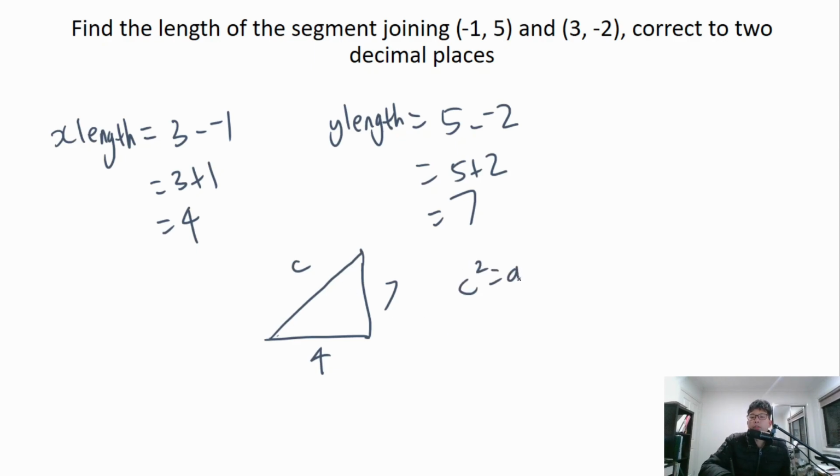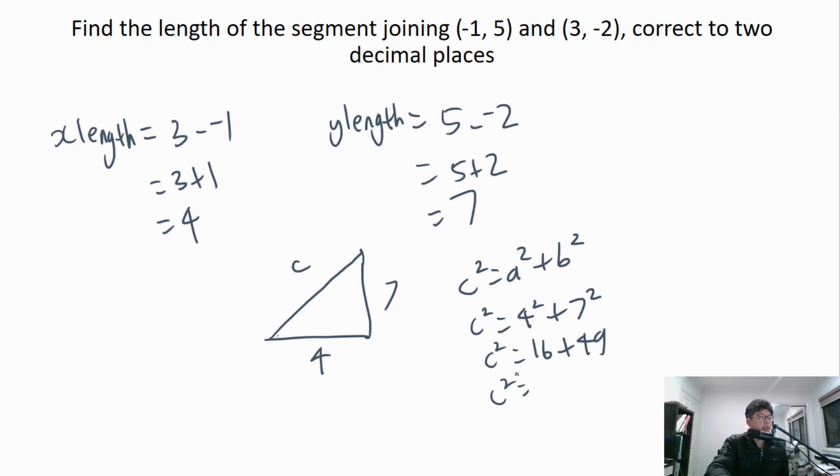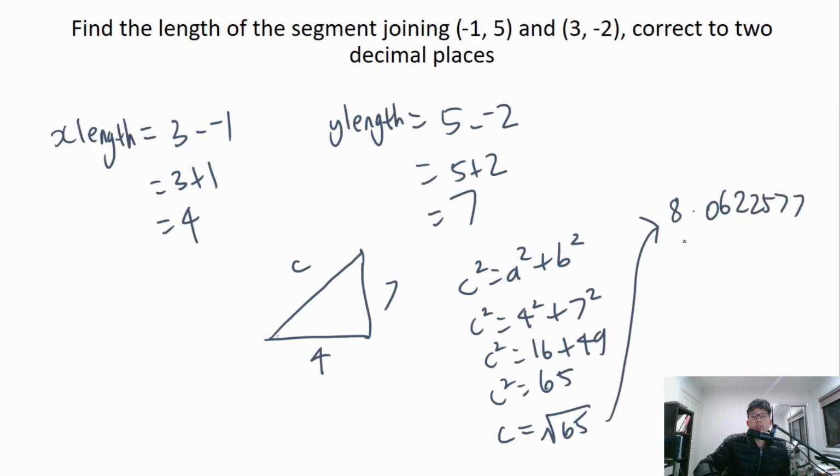So once again, c squared equals a squared plus b squared. c squared equals 4 squared plus 7 squared. c squared equals 16 plus 49, which is 65. So c equals square root 65. If you put that in the calculator, it will give you a value of 8.062257 and so on, and that rounded to 2 decimal places is 8.06. Give yourself a tick if you got that one correct.